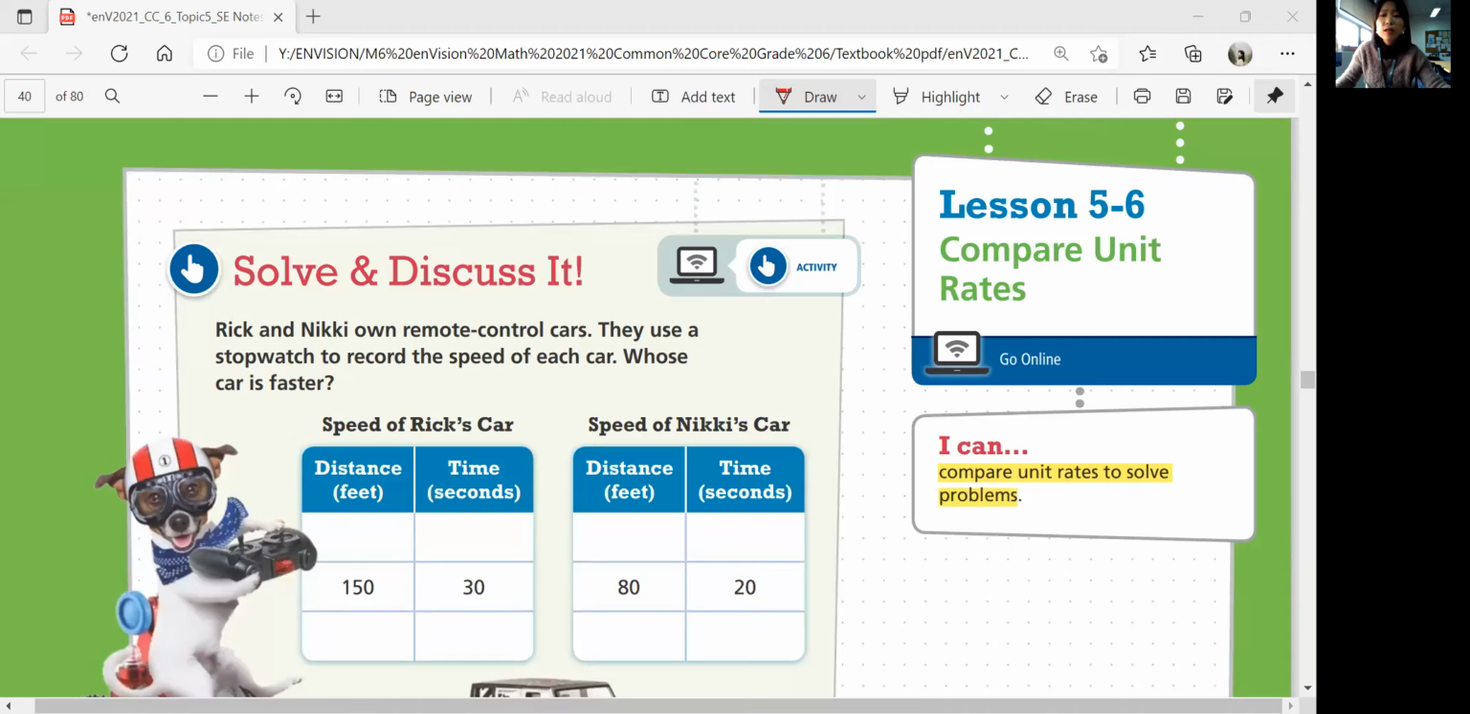Hi, this is Math 6, Lesson 5-6, comparing unit rates. In this lesson, we'll be able to compare unit rates to solve problems. Let's look at the Solve and Discuss question.